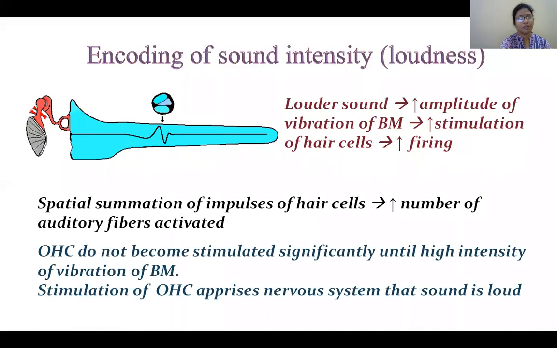Usually, our outer hair cells do not get stimulated for lesser amplitude of sound, but whenever the outer hair cells get stimulated, it means that there is a loud sound. So, stimulation of outer hair cells apprises the nervous system that the sound is very loud. Whenever a high intensity of vibration sets the basilar membrane into vibration, the outer hair cells get stimulated.